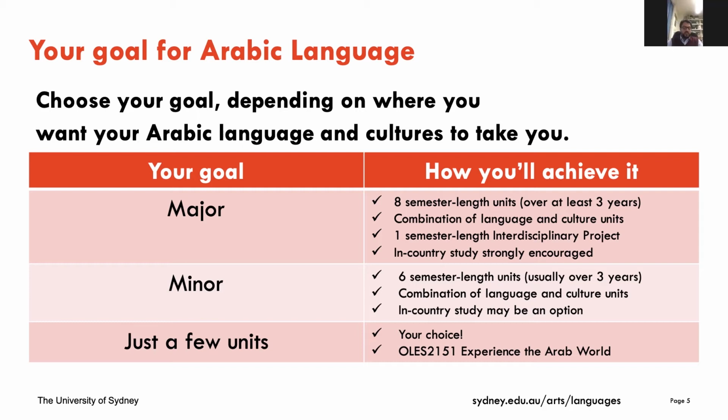In the advanced level, we offer Advanced Arabic 3A and Advanced Arabic 3B. These units are designed to expand the students' communication skills in formal and spoken Arabic. The students will move from connected sentences towards coherent paragraphs to provide descriptions and narrations.